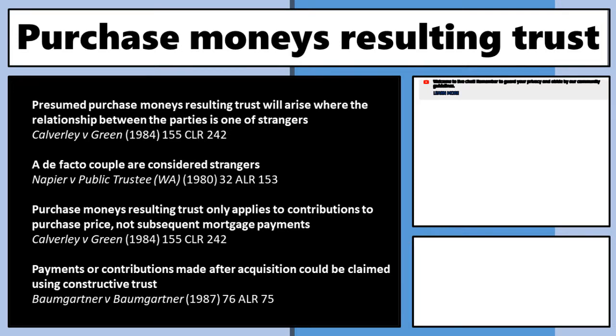Another thing to note is that Napier actually involved a de facto couple. So when you're examining this area of law, by default, de facto couples are considered strangers. When we're thinking about purchase monies resulting trust, the court is vastly happier to set one of these things up when the two people are not married. Does this sound a little outdated?